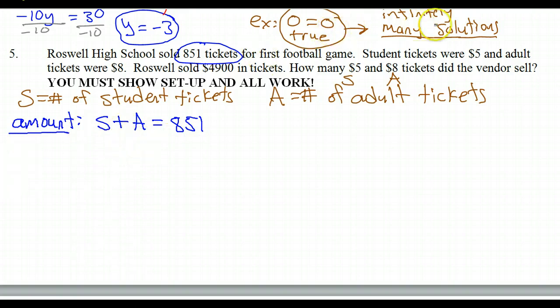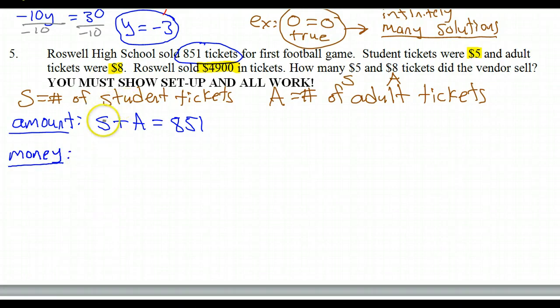Now we keep reading. Student tickets were $5, adult tickets were $8, and this is how much money they took in. So what we have here is a money equation. Money, money, total money. So here's how you build the money equation.